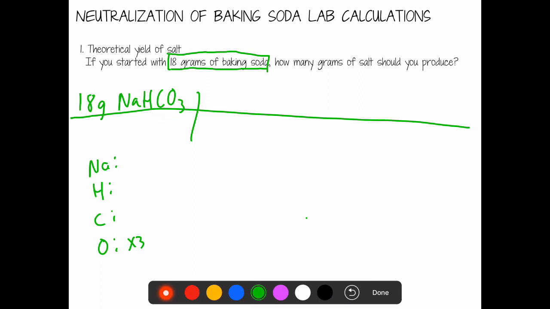And this should come out to about 84.01 grams per mole of sodium bicarbonate. Because we're starting with grams on top, we want that number to go on bottom, and we're going to have our 1 mole on top.